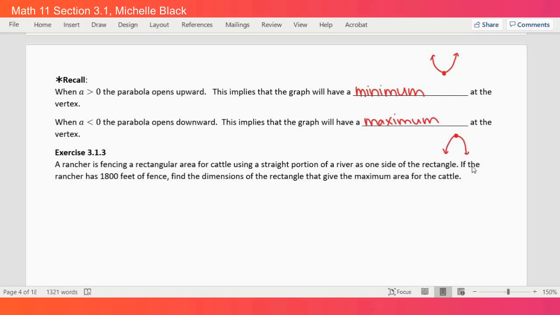Let's look at exercise 13. A rancher is fencing a rectangular area for cattle using a straight portion of a river as one side of the rectangle. If the rancher has 1,800 feet of fence, find the dimensions of the rectangle that give the maximum area for the cattle.